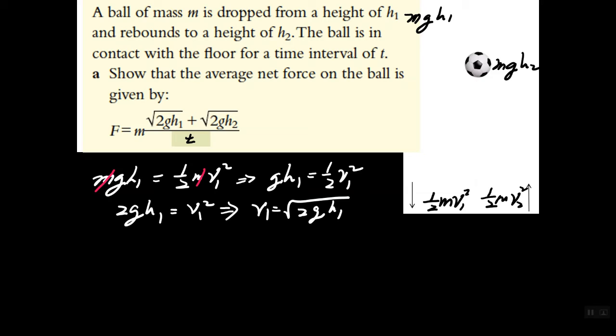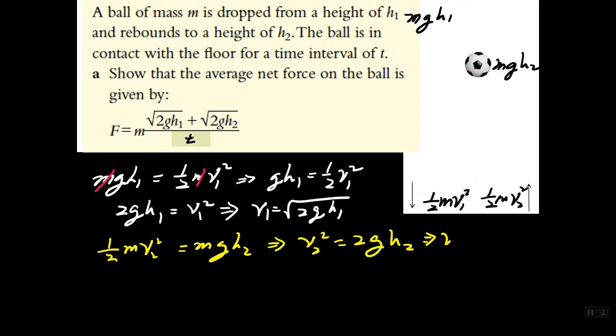We do the similar after bouncing. 1/2 mv2 squared equals mgh2. The m's cancel out, and both sides times 2. We get this, which gives v2 equals root of 2gh2.